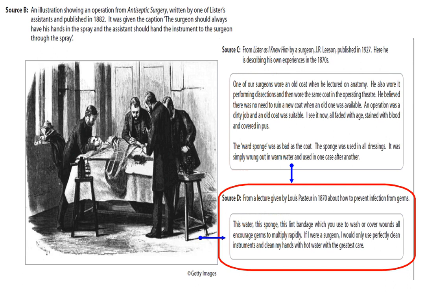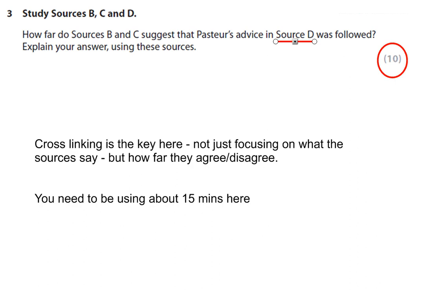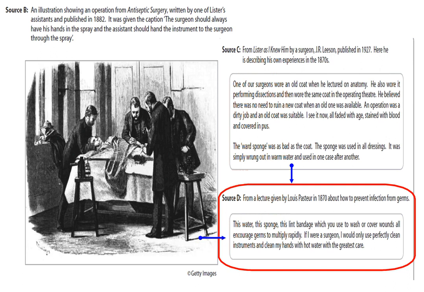Here we have our three sources: source B, source C and source D. I've circled D because that's our gate opening here. If we have a look, source D was identified as the one we have to compare to B and C. So here for source B we have an illustration showing Lister's carbolic acid spray at work. Source C is an examination of Lister's work through one of his assistants, and then it's a lecture by Louis Pasteur, how to prevent infection.